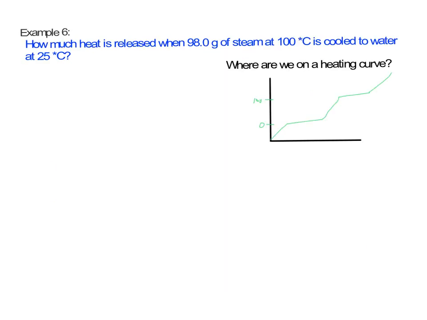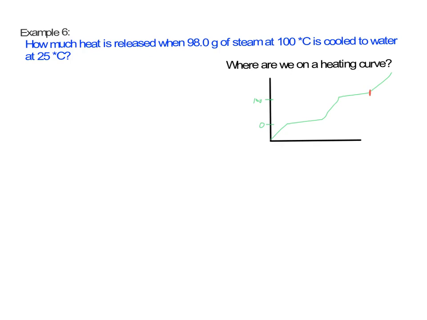Our next example is asking about 98 grams of steam at 100 degrees cooled to water at 25 degrees. So I sketched out my heating curve. I know it's water, so I put in my melting and boiling at 0 and 100. Now let's think about where we are in this heating curve. We are at 98 grams of steam at 100 degrees. So steam at 100 degrees would be the top, our flat line. Before it's steam, we're right here.